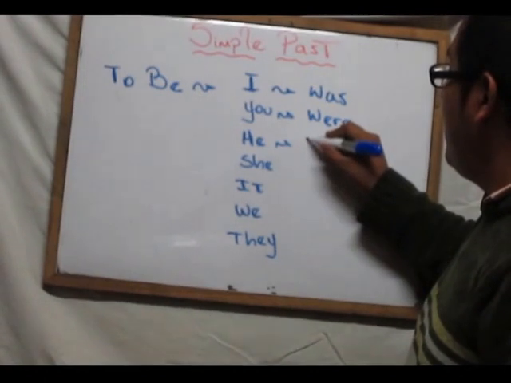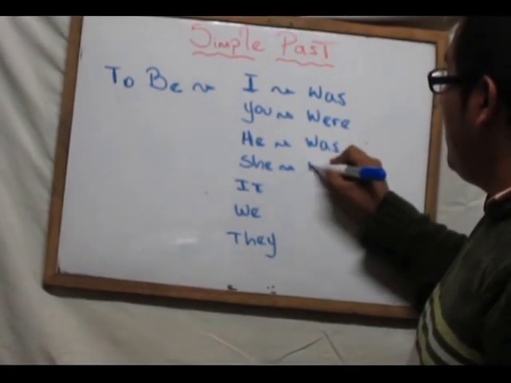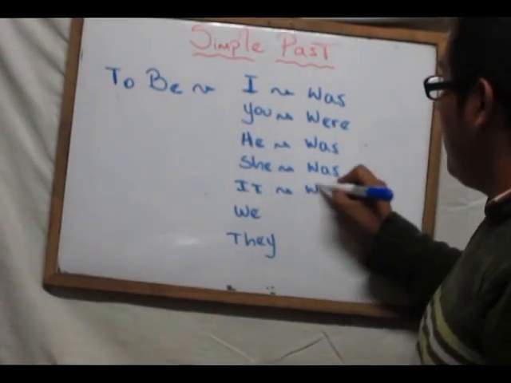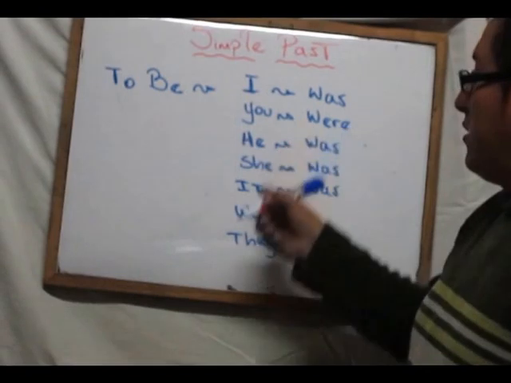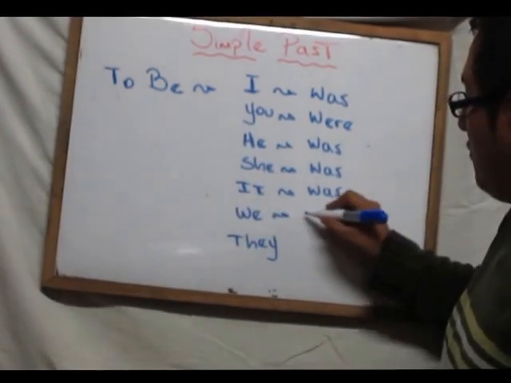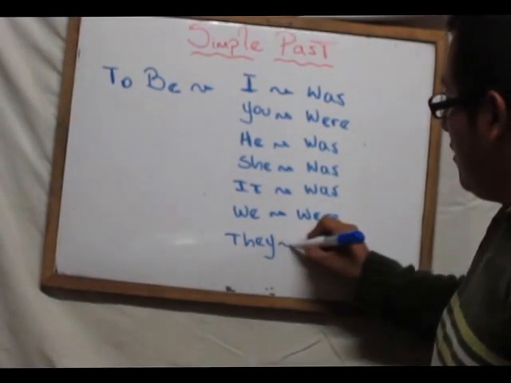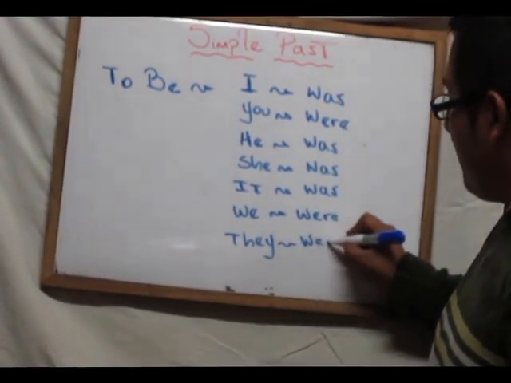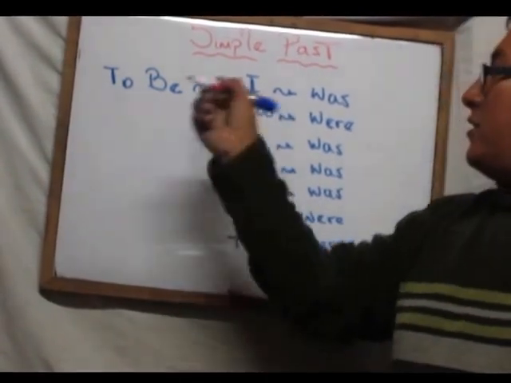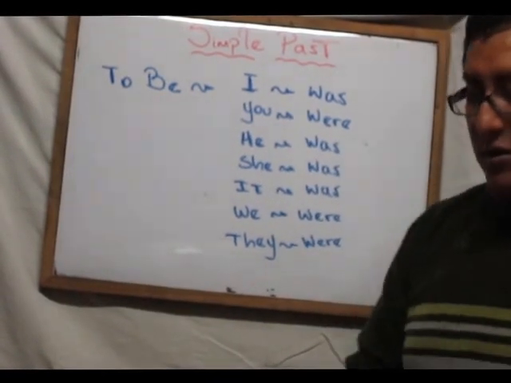He was. She was. It was. The three pronouns use was. We were, and they were. With this form you use the verb be in the simple past. Okay?